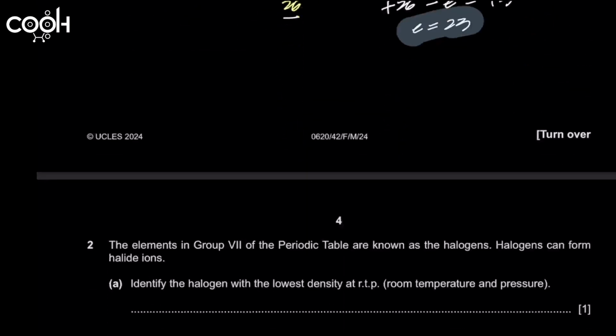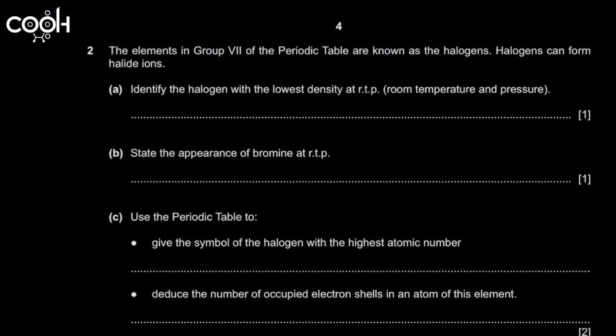So pretty easy. Moving on, question number 2. Question number 2 says the elements of group 7 of the periodic table are known as halogens. Obviously, why are they known as halogens? Because halo means salt, gens mean maker. So they're basically salt makers, right? And they can form halide ions. So identify the halogen with the lowest density at room temperature and pressure.